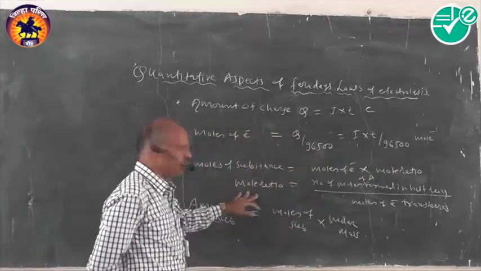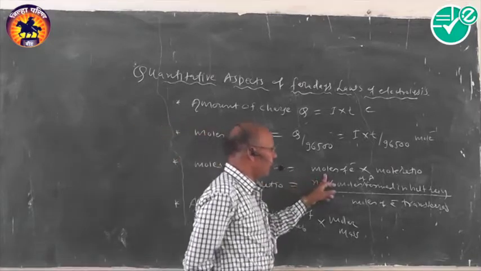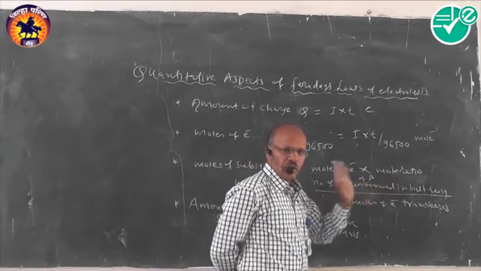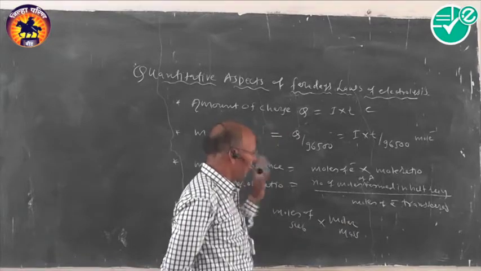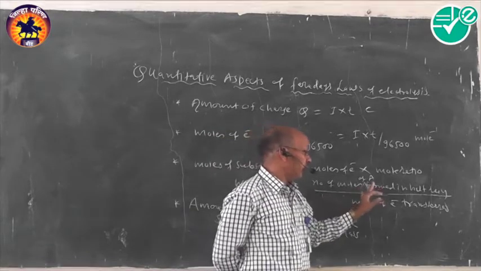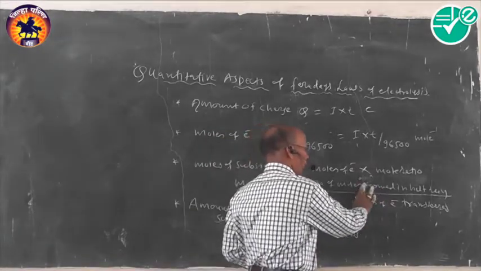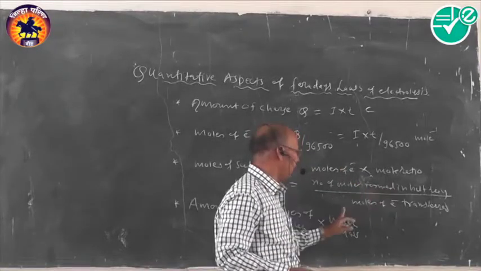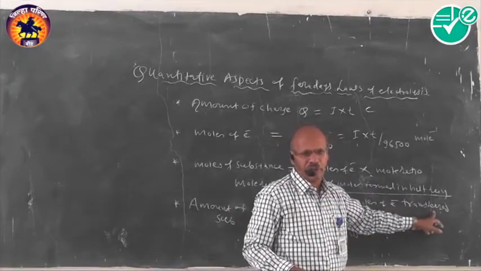Then moles of the substance we can write like this: moles of electron into mole ratio. What is the mole ratio? Mole ratio is nothing but the number of moles formed in the half reaction divided by moles of electron transferred in the same reaction.